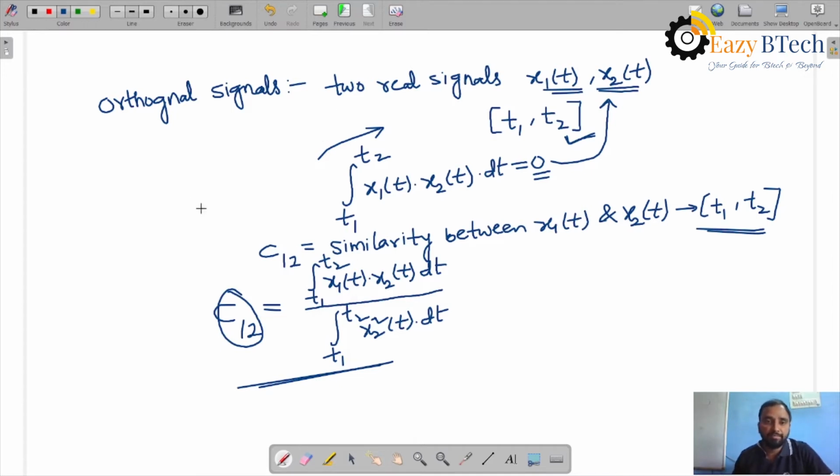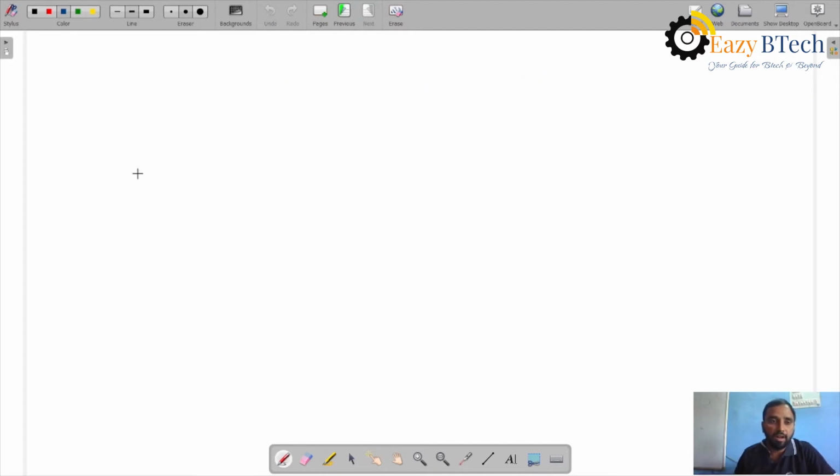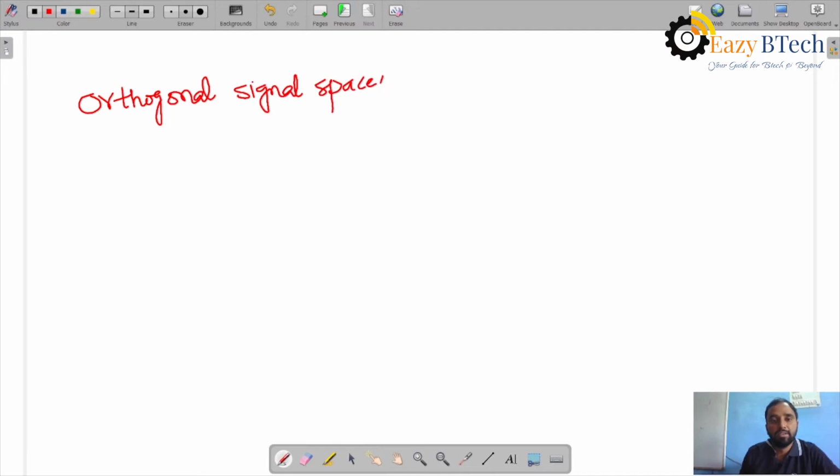Today's session is a continuation of this topic, orthogonal signal space, a very important topic. So what is this orthogonal signal space? We discuss now. For example, consider a continuous time signal x of t.